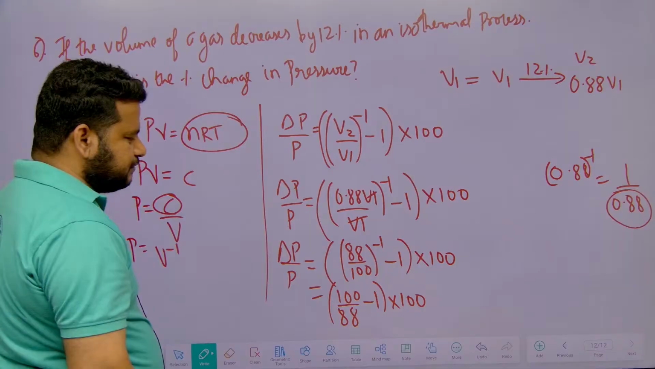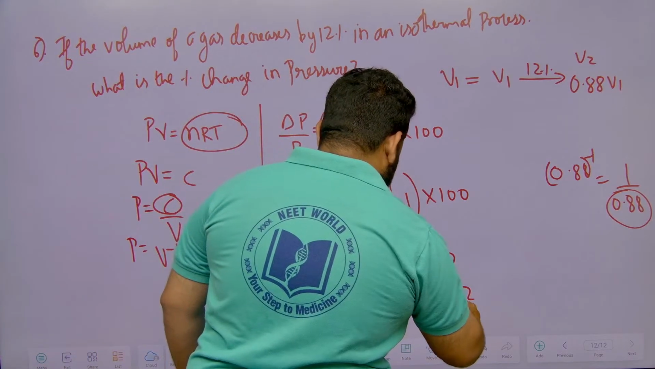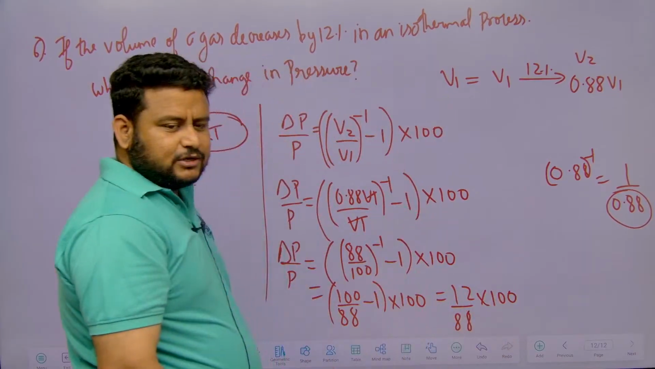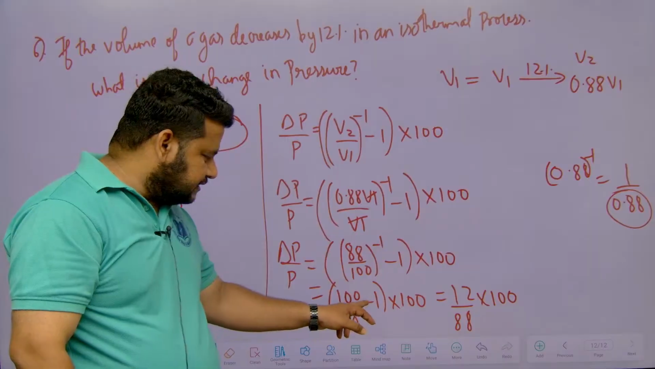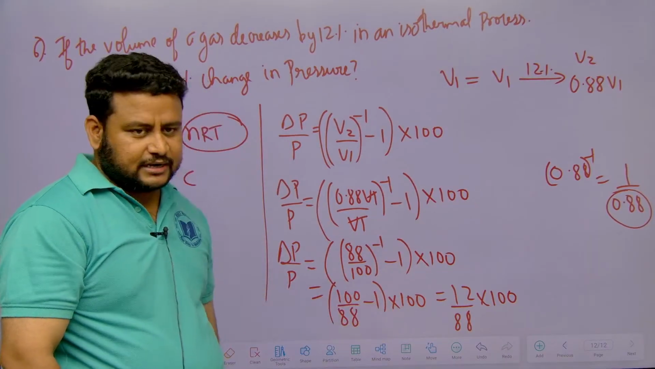100 minus 88 is 12. So we will get 12 by 88 into 100. Why? Because I have taken the LCM 100. 100 minus 88 is 12. 12 by 88 into 100. This is what we have.